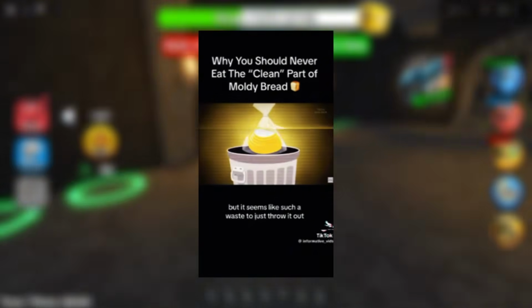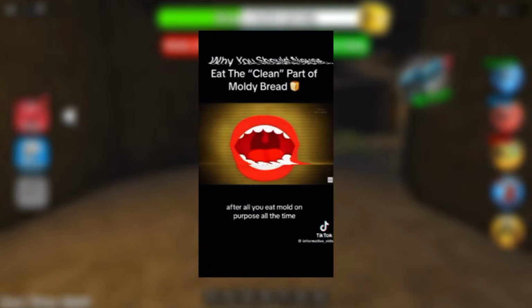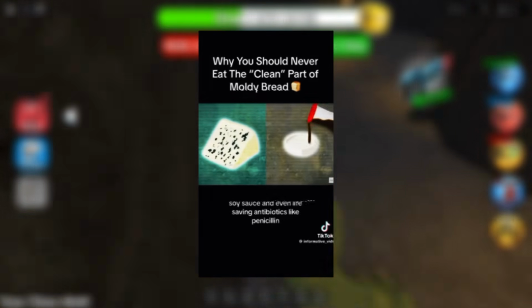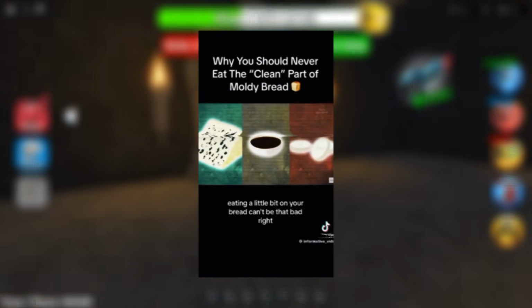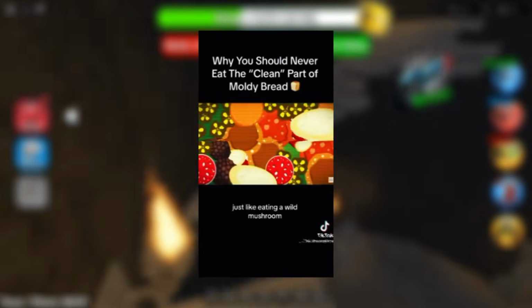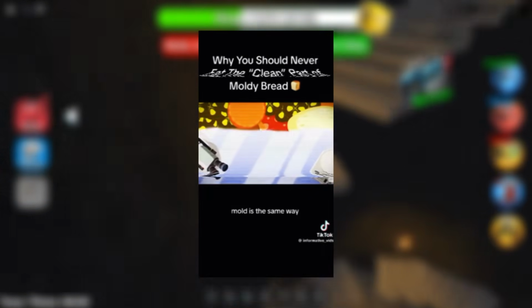But it seems like such a waste to just throw it out. After all, you eat mold on purpose all the time, like the mold that goes into making cheese, soy sauce, and even life-saving antibiotics like penicillin. Eating a little bit on your bread can't be that bad, right? Well, ultimately, it's a gamble. Just like eating a wild mushroom, many are fine, but some can be deadly. Mold is the same way.